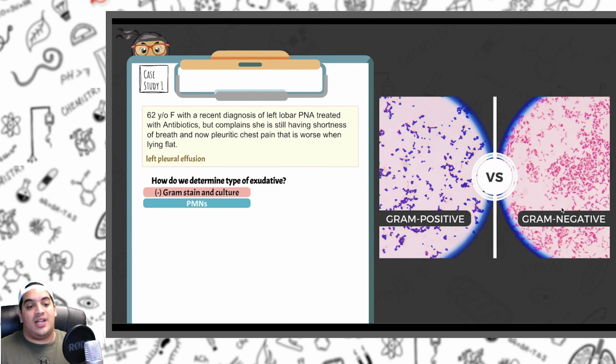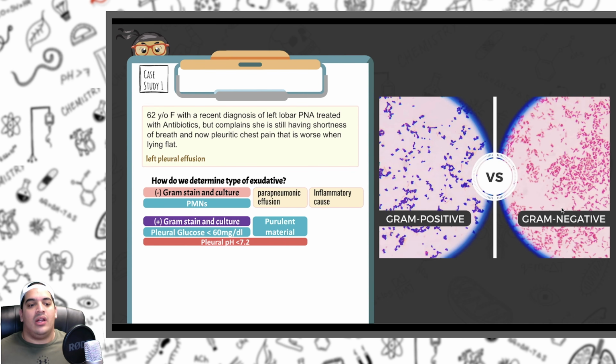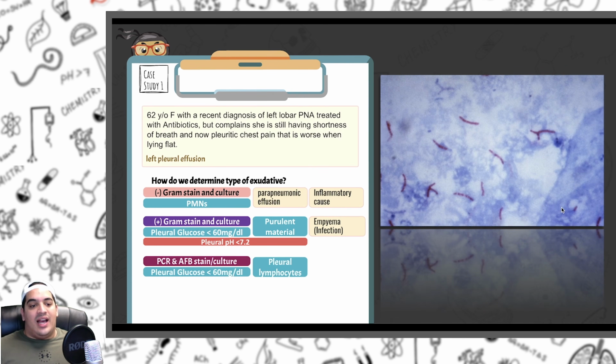If the gram stain is negative and there's really no culture growing any bacteria, but they do have some polymorphonuclear leukocytes, some white blood cells there, this could support a parapneumonic effusion, so nothing really special. If the gram stain and culture are positive, they have a low glucose, a low pH, and it's very purulent appearing, that is very concerning for an empyema. If you go to the next thing, where their PCR and acid-fast bacillus stain and culture are positive, that's for tuberculosis.